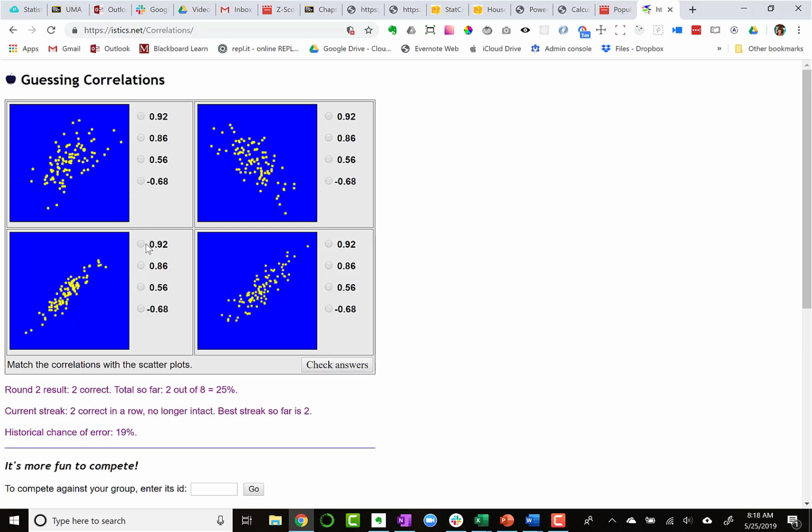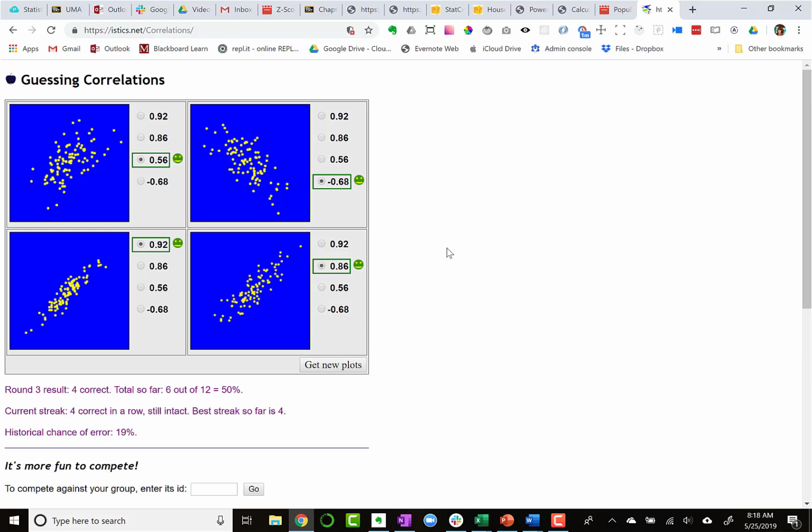Okay, anyway, I think you get the idea. As you practice this, you'll start to naturally have a sense for what value of a correlation corresponds to the scatter plots.